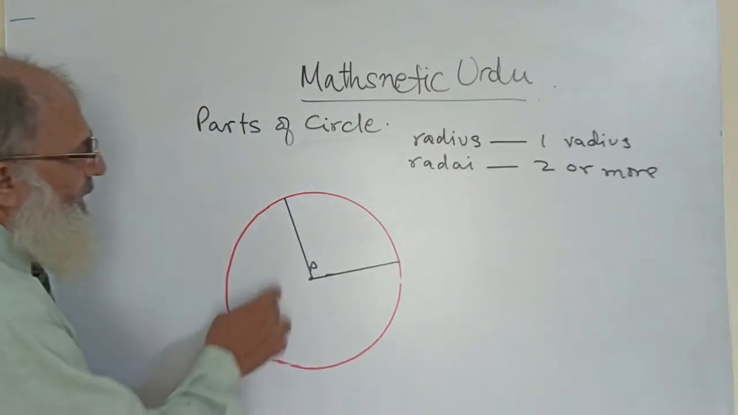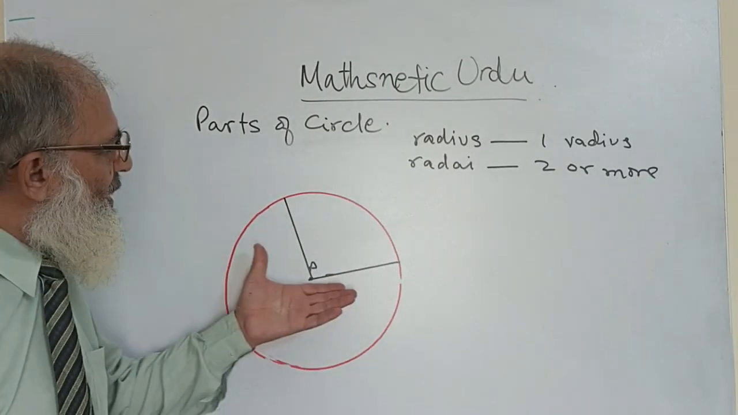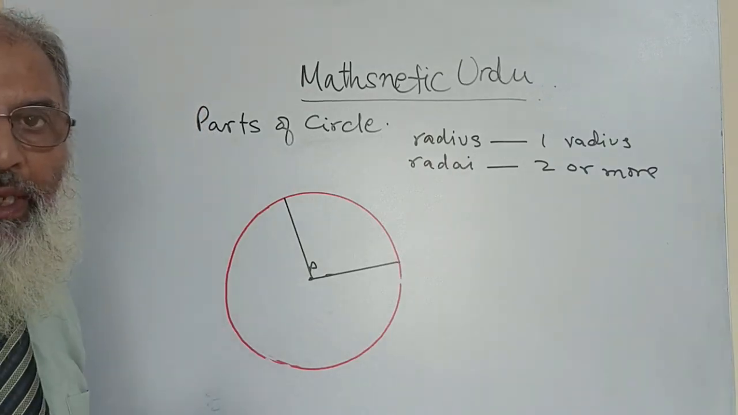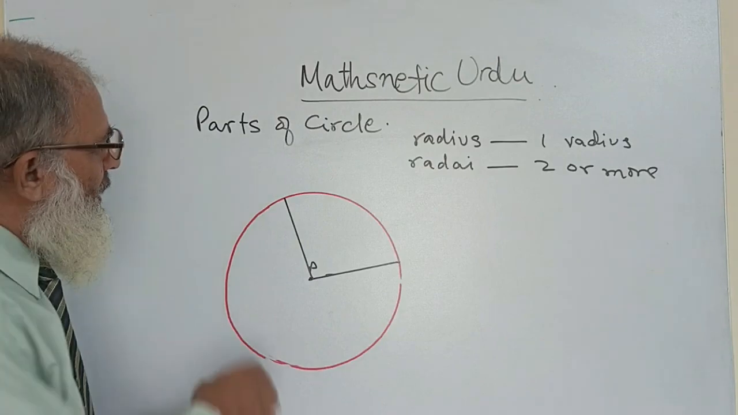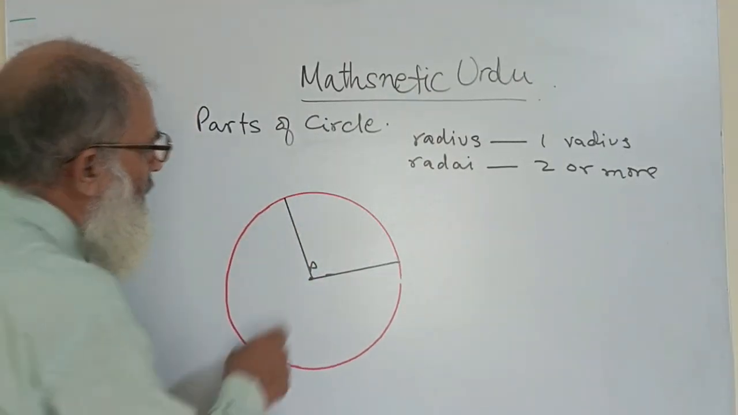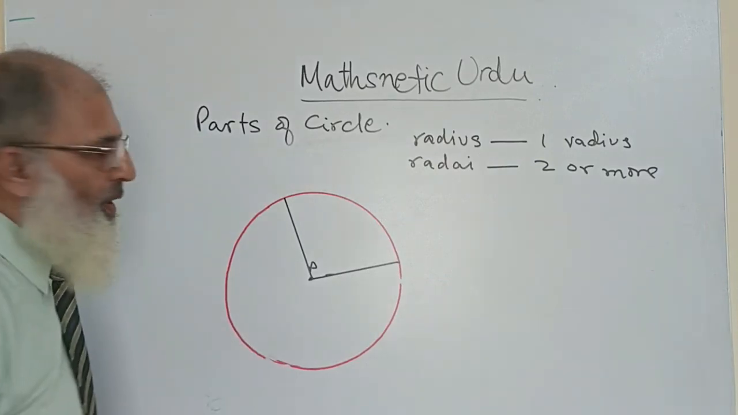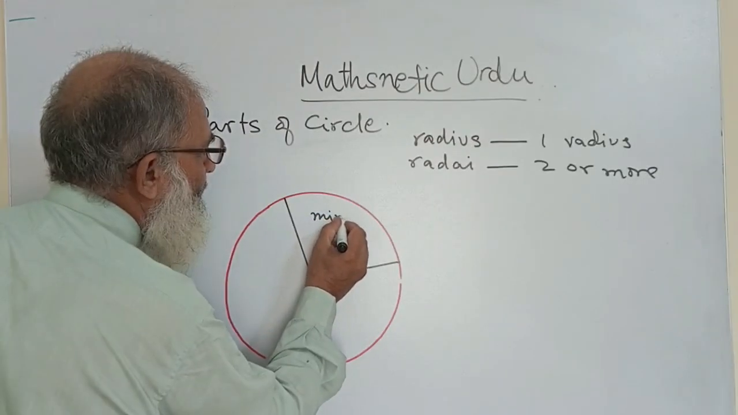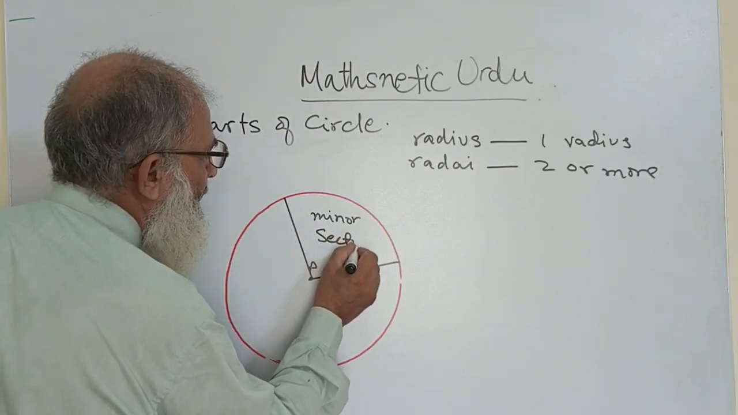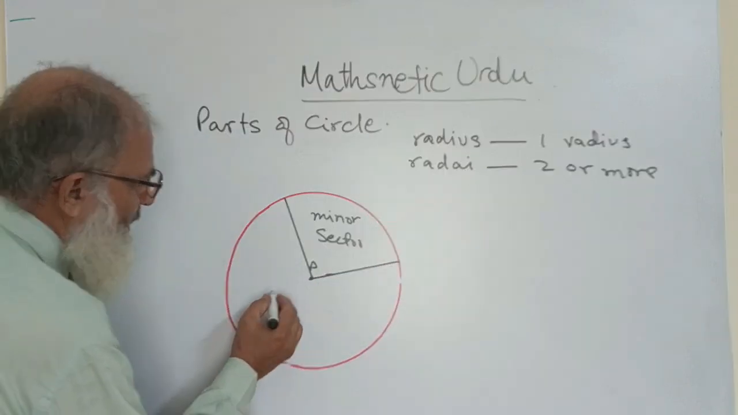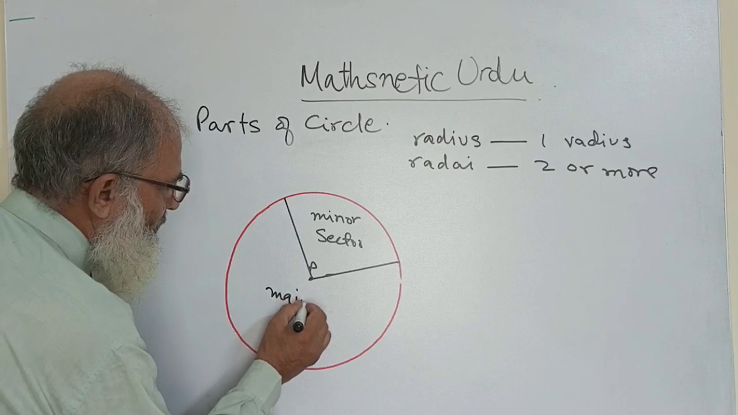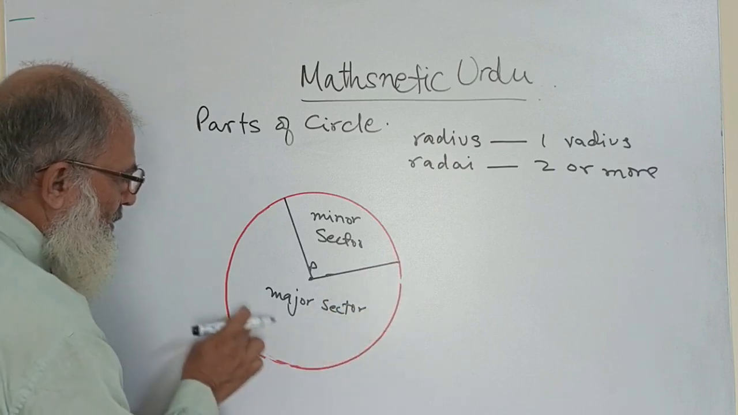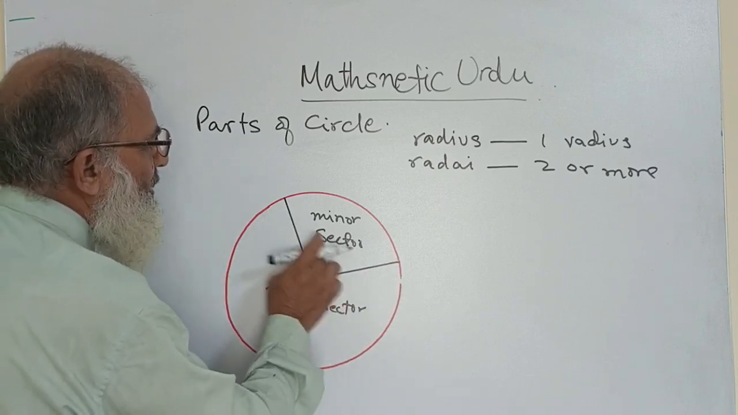Two radii. Now you see that this circle has again been divided into two parts. One which we saw in the section of the chord. Now this is another section and it is called a sector. Now again, the smaller one will be called the minor sector, and this whole will be called the major sector. This is from here to here. This is the major sector, this is the minor sector.